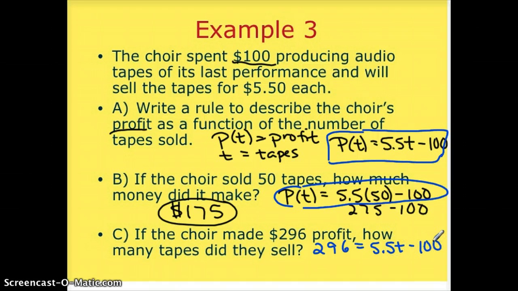And I'm going to solve this equation by adding 100 to both sides. And I get 396 equals 5.5t. So now go ahead and divide both sides by 5.5. And I should get that 72 equals t. And again, I'm going to answer this in words. They sold 72 tapes.